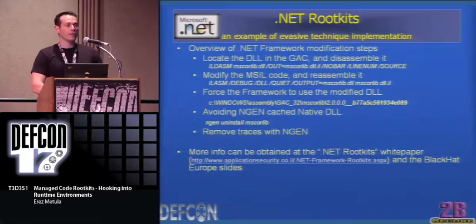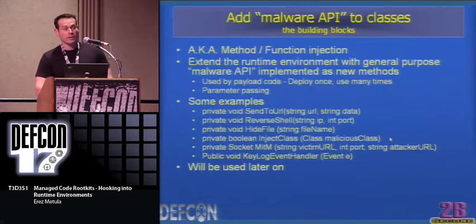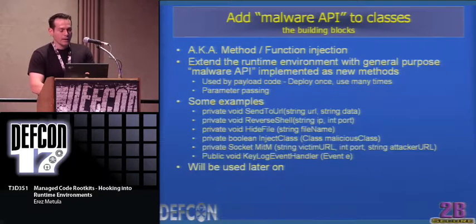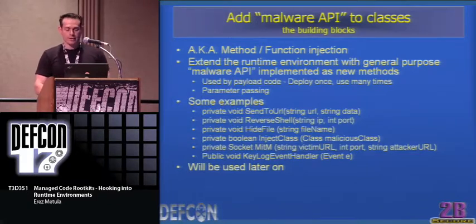Reverse shell: please open a reverse shell for me at a specific IP and port, which I will pass when I call this function. Hide file, inject class, man in the middle, which returns a man-in-the-middle socket, and the key log event handler. All of those are examples of things that can be injected into runtimes.